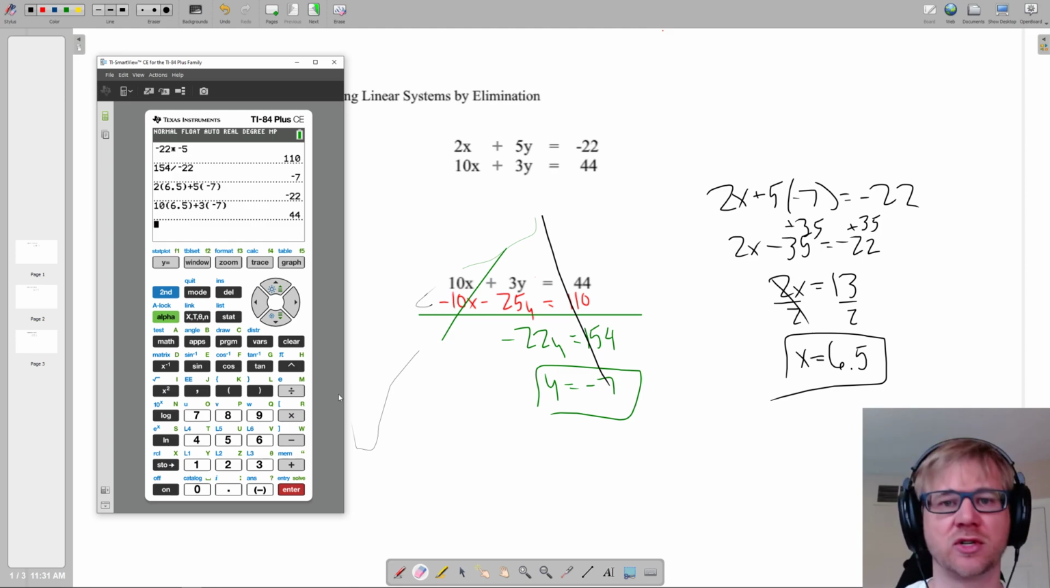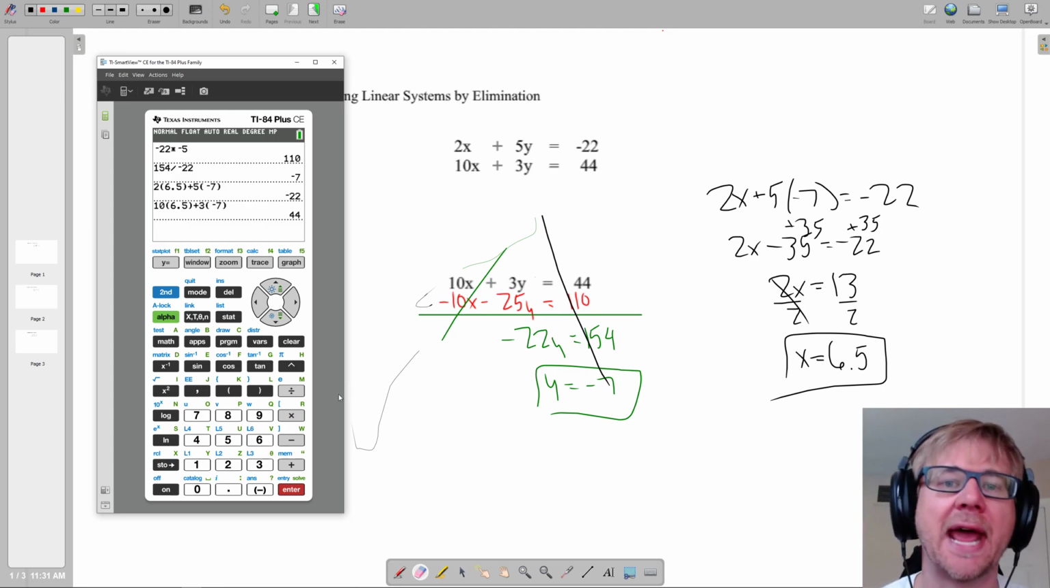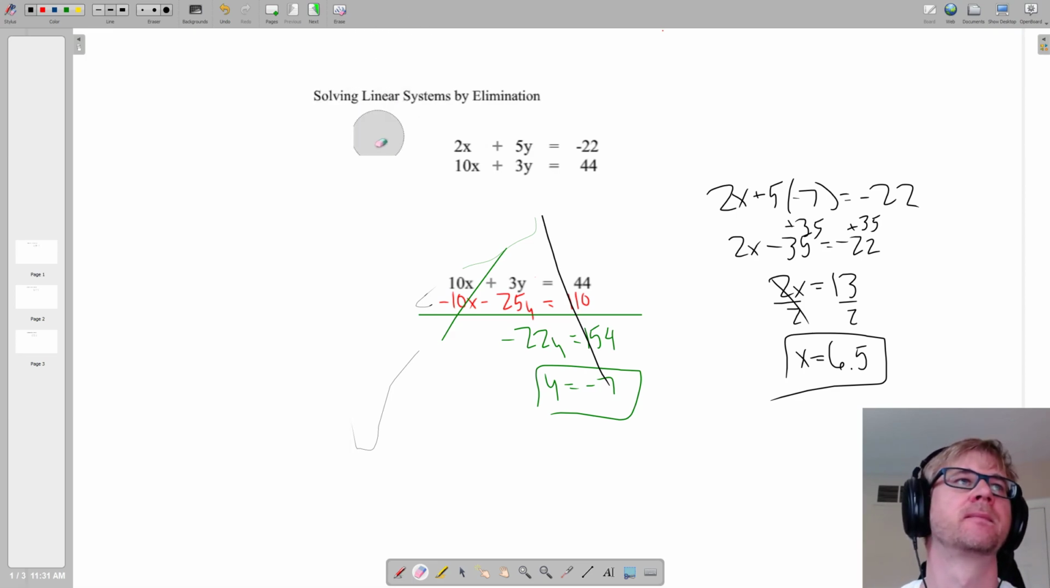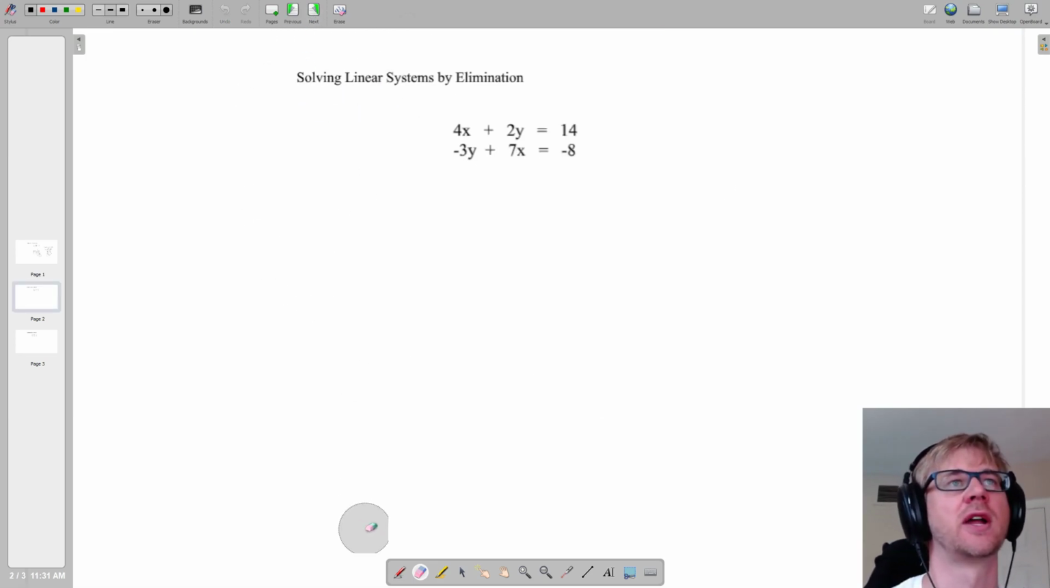Check them algebraically or check them in the graph, but check them. It has to work in both or it doesn't work at all. It's got to work in both. Check both. Okay, let's try another one.